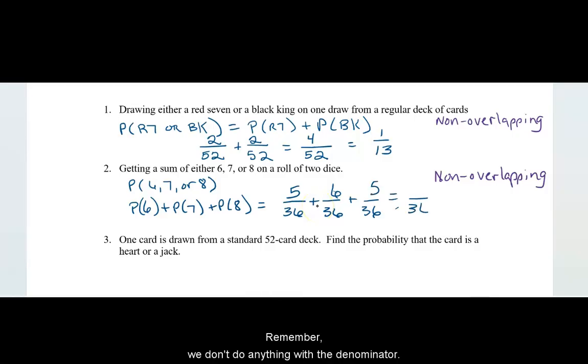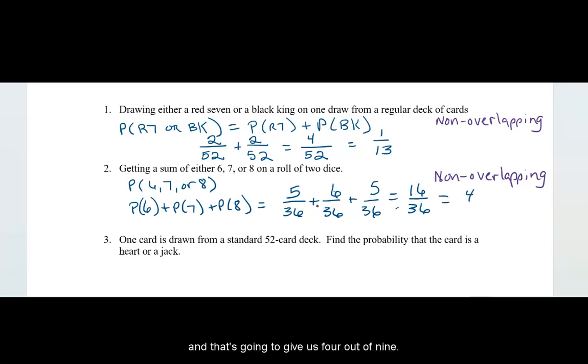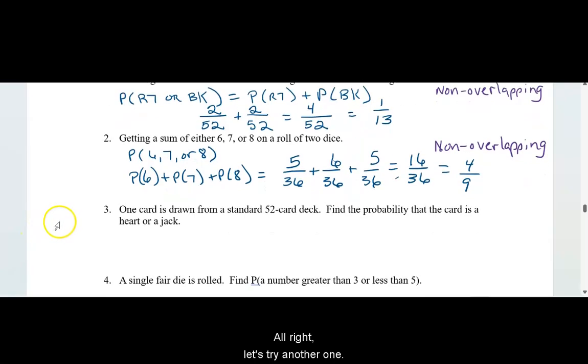Remember, we don't do anything with the denominator, so we're just adding those up. That gives us 16 out of 36. And we know we can divide both of those by 4, and that's going to give us 4 out of 9. All right, let's try another one.